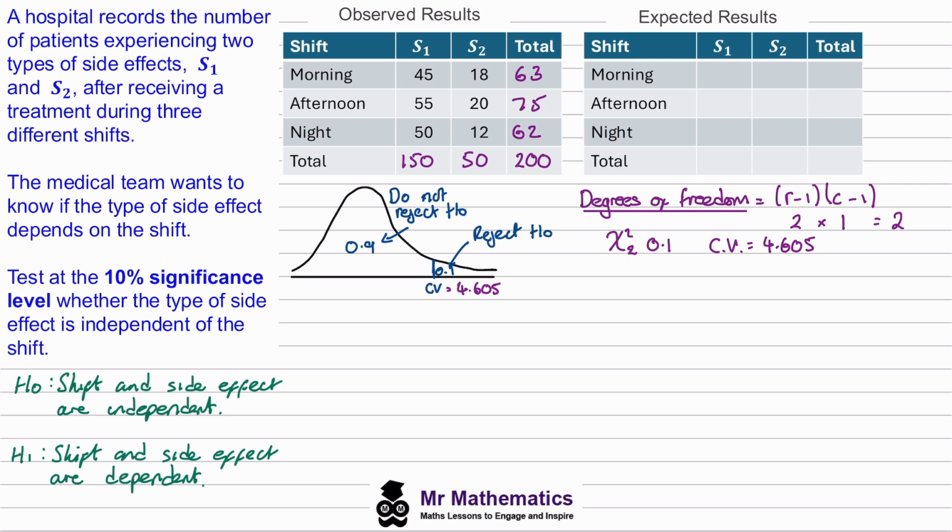So now we need to find our test statistic, and this will tell us whether we fall on the left of the critical value or on the right. If we fall on the left, then we do not reject H0. If we fall on the right, then we do reject H0.